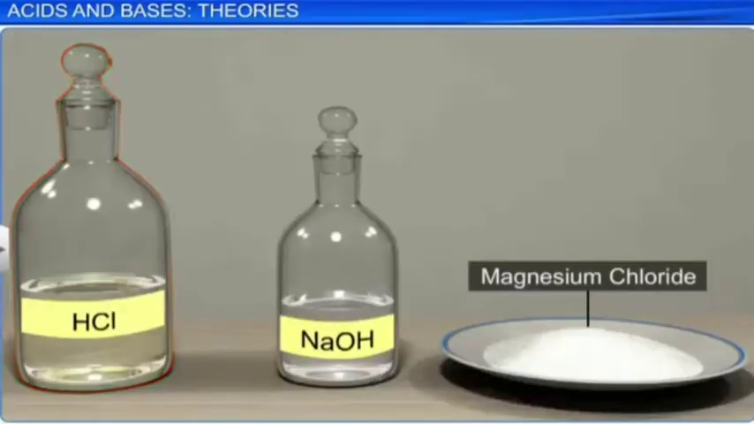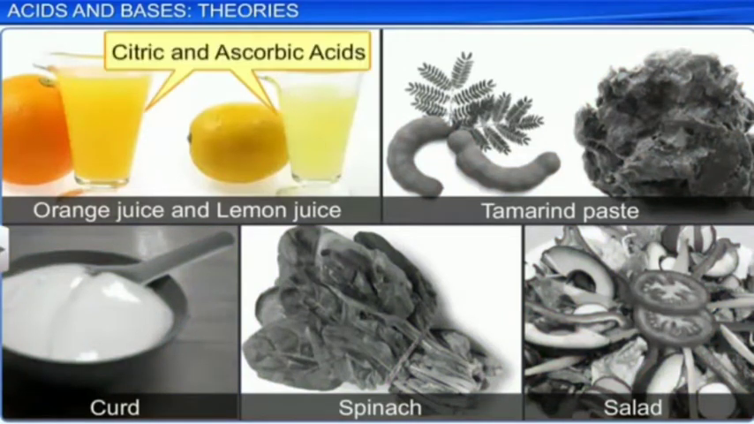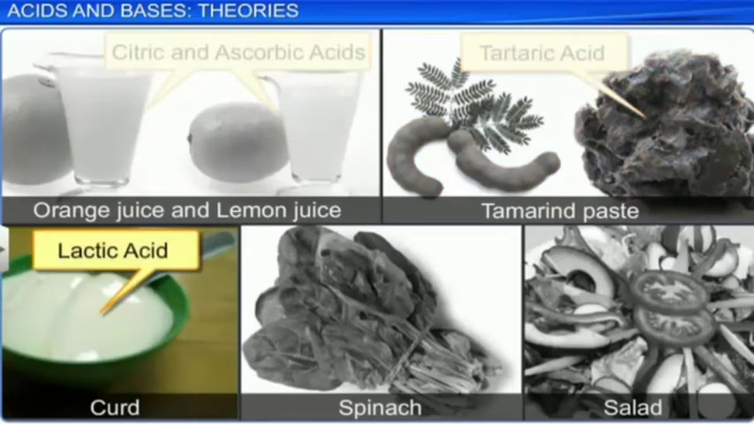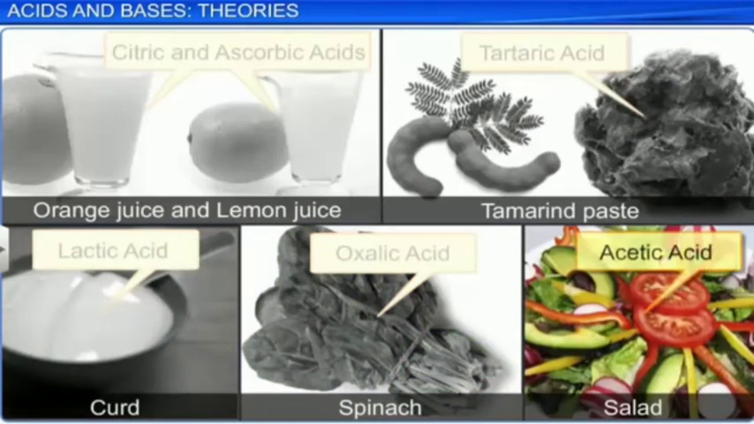Next, acids, bases and salts. Acids, bases and salts are commonly used in our daily life. For example, orange juice and lemon juice contain citric acid and ascorbic acid. Tamarind contains tartaric acid. Curd contains lactic acid. Spinach contains oxalic acid. Salad flavored with vinegar contains acetic acid.